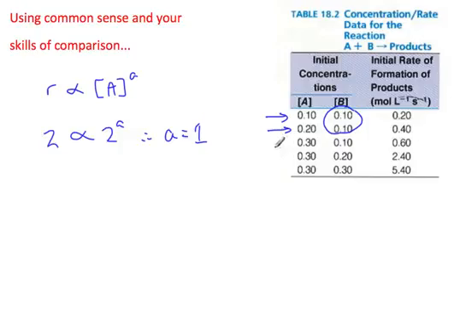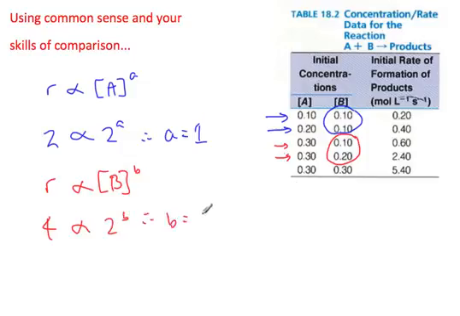Now, we can look at our second set of experiments. This was, I believe, experiments 3 and 4, where we held the concentration of A the same and changed the concentration of B. Now we're looking at the rate effect caused by a change in initial concentration of B. In this case, the rate increased to 2.4 from 0.6. So the rate increased by a factor of 4. And what did we do with concentration? Well, we only doubled the concentration. So again, by inspection, b must equal 2. It's second order in B.